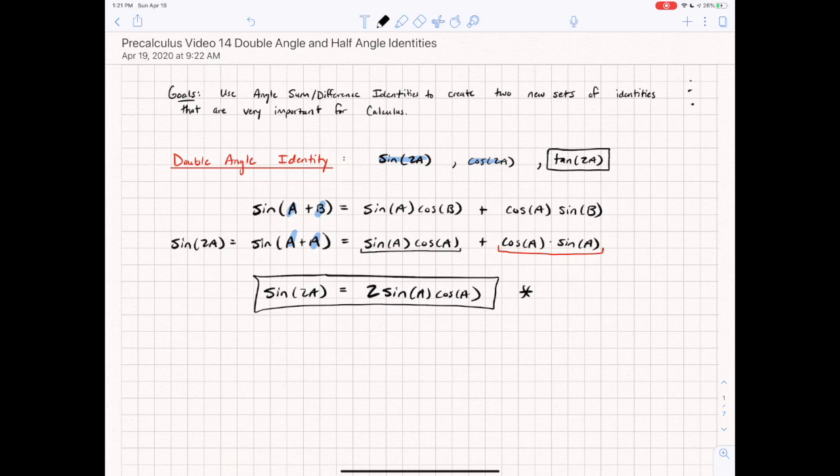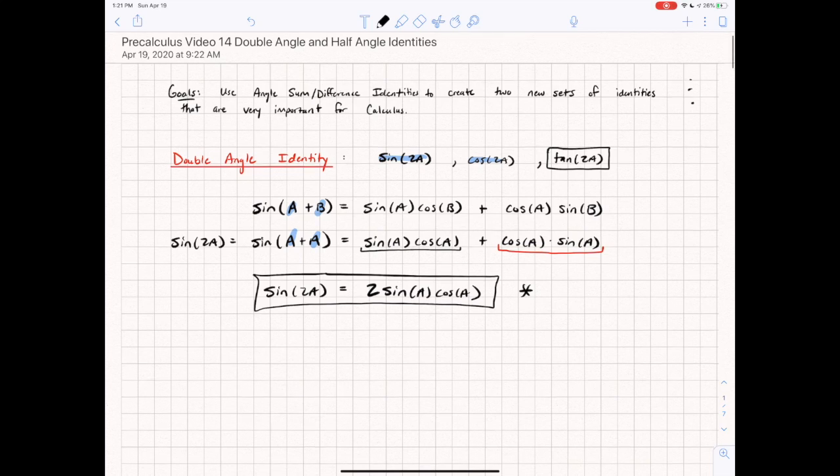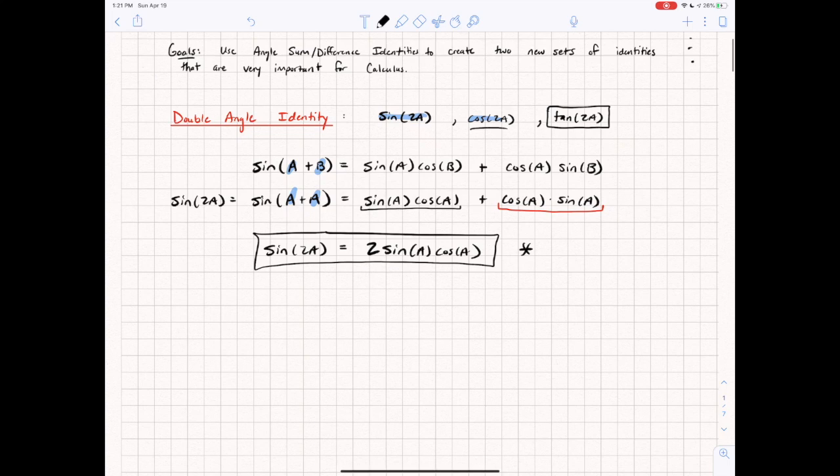And so that way, when you see it, you'll be ready to expand it or condense it and be able to work with it. All right, so moving on, because we need to come up with cosine of 2a. We do this very, very similar to how we did sine of 2a.